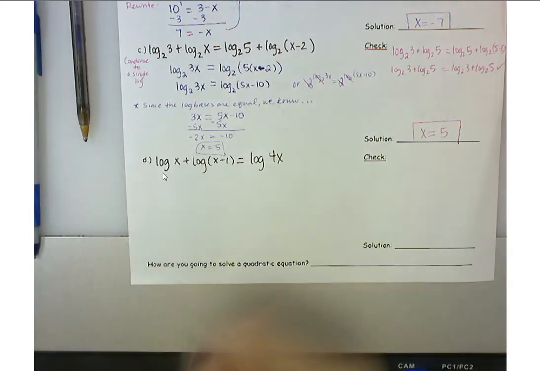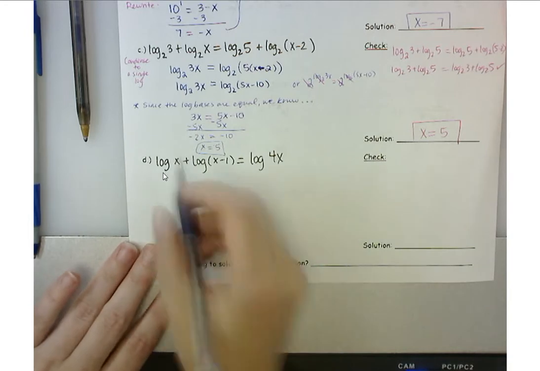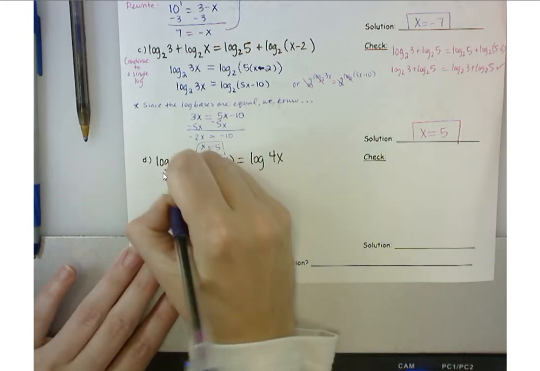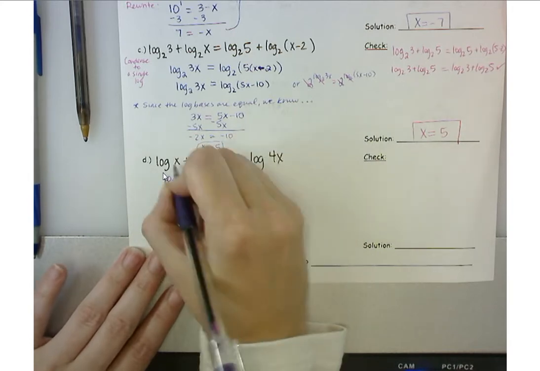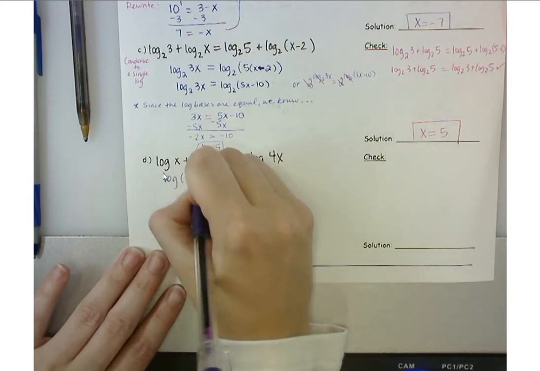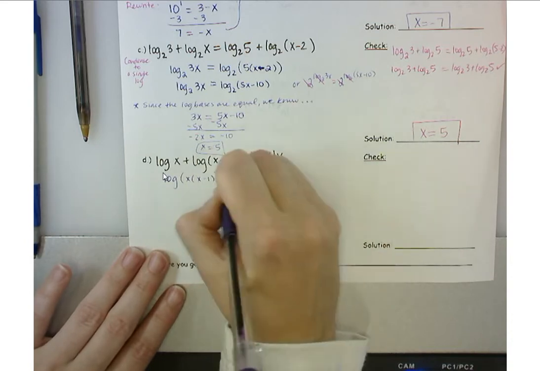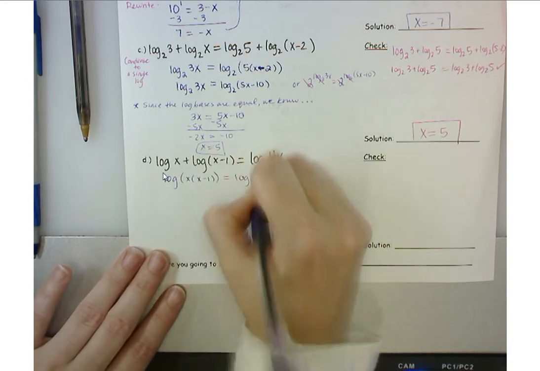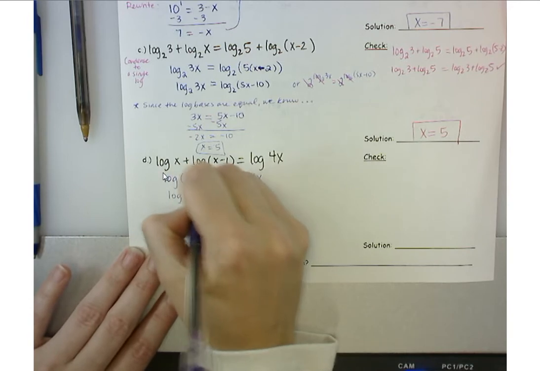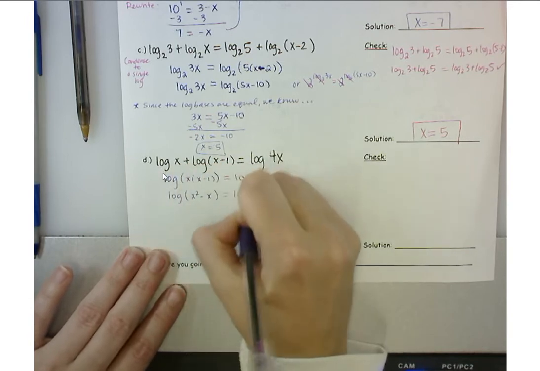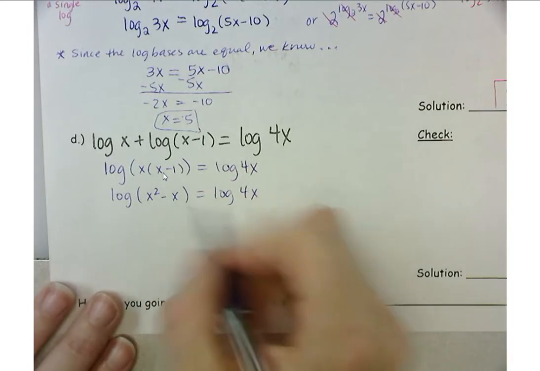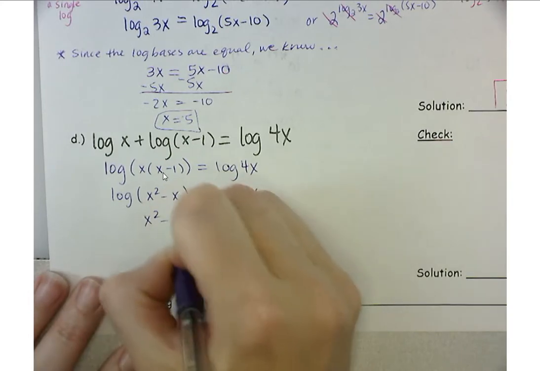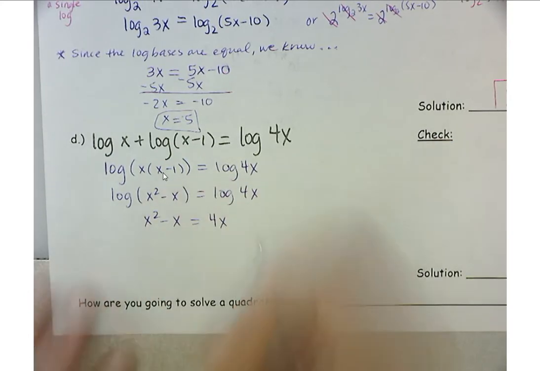Okay, so CJ, what did you get on your first side here? Log of x squared equal to x. Okay, good. So you're multiplying these two together, right? Your x times x minus 1, which is going to be the log of x squared minus x equals the log of 4x. And then because they had the same base, okay, then you could rewrite this as x squared minus x equals 4x.